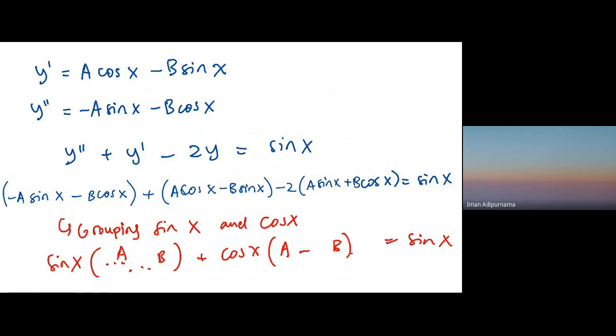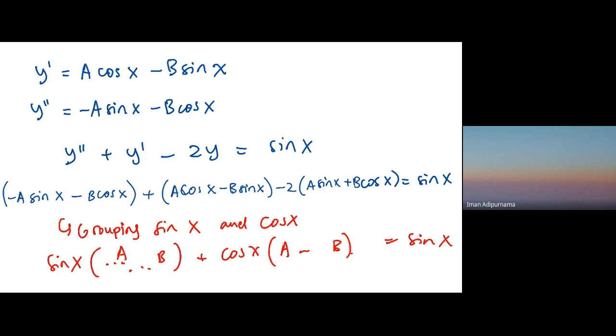So sine x will equal the sine x here, right? So everything inside here will be equal to 1. That's the first equation. Cos x: everything here, a plus something b, something a, something b here, equals 0. You have two equations. You can get your a and b.